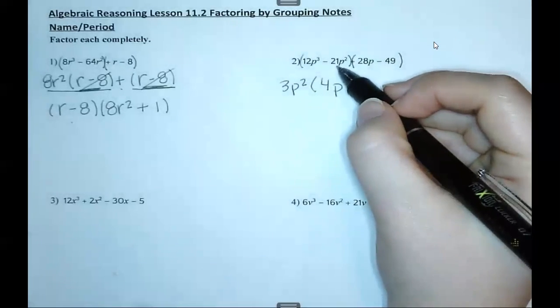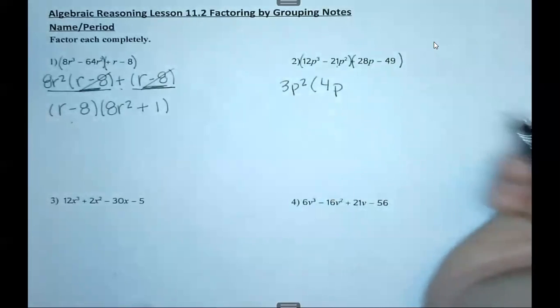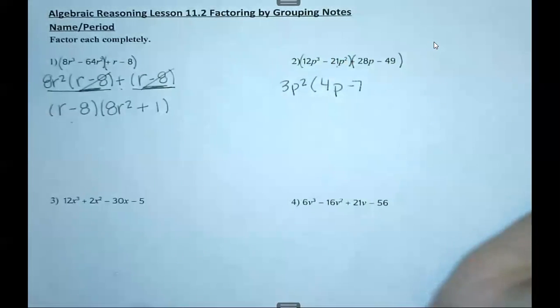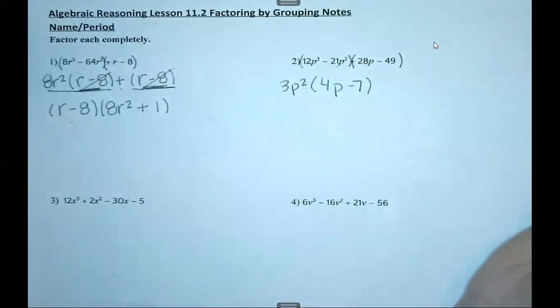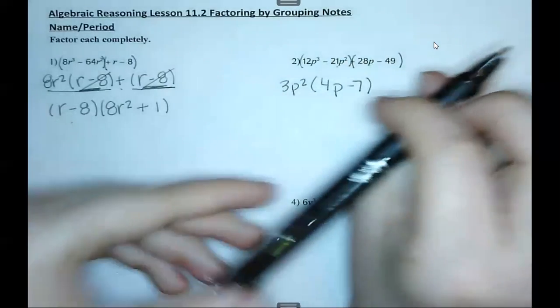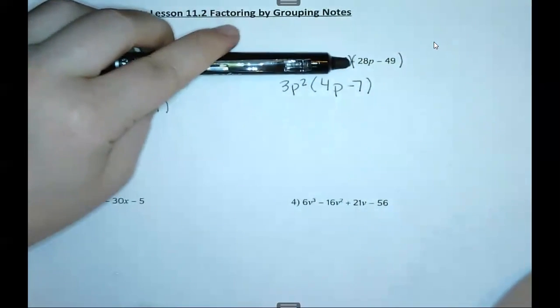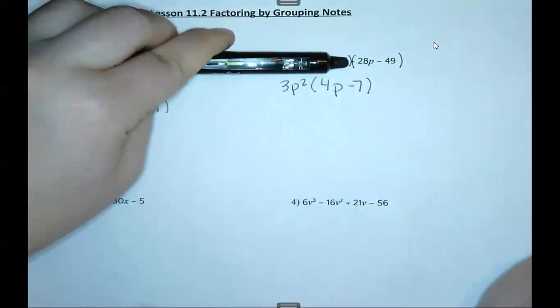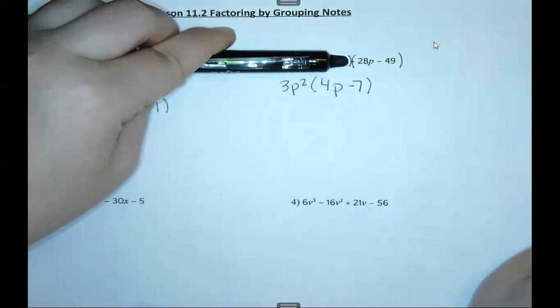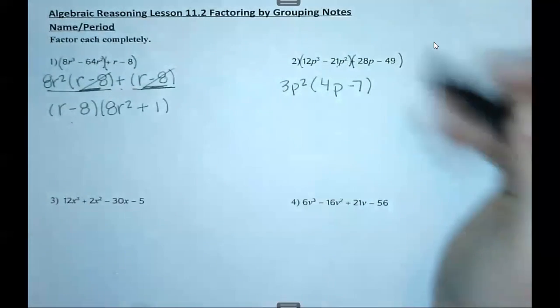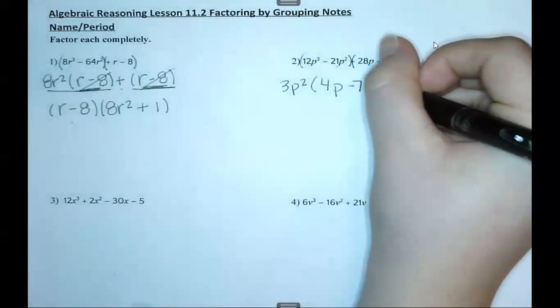All right, then negative 21 divided by 3, it's going to give us negative 7. And p squared divided by p squared, they go away. All right. Then I cover up my first set of parentheses, and I'm looking at that second set. Is there any number that I can take out of both 28 and 49? So both of those numbers are divisible by 7. So I'm going to pull out a positive 7.